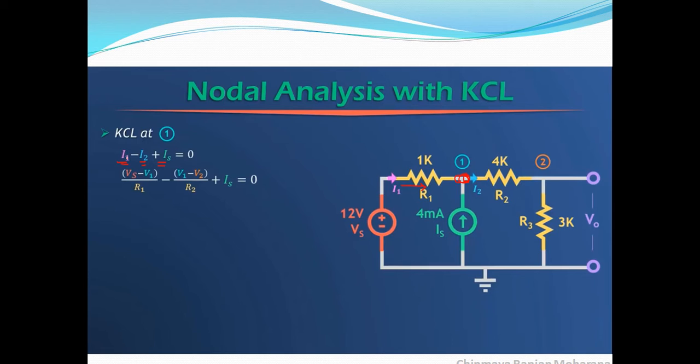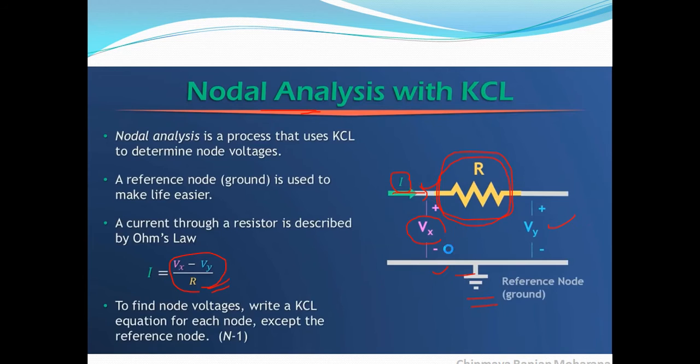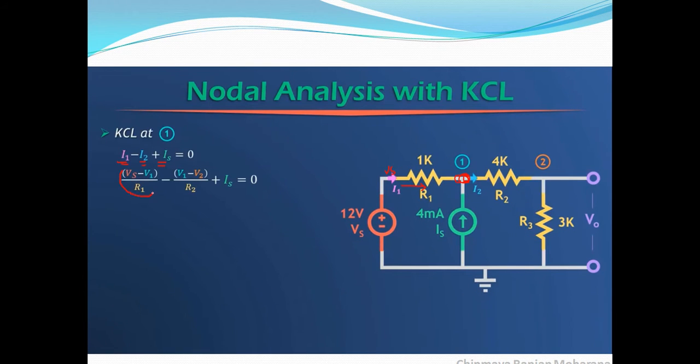So what will be I1 according to nodal analysis? I1 stands for Vs minus V1 divided by R1, as we discussed here: Vx minus Vy divided by R. Here also we calculate Vs minus V1 divided by R1. The next one is I2, which is V1 minus V2 divided by R2.